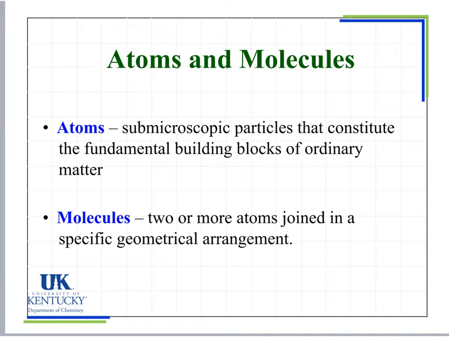Okay, so now let's start our first topic. Atoms and molecules, those are the terms that you probably heard about in your high school chemistry or any kind of chemistry course you've ever had. So what are atoms? Atoms are submicroscopic particles. And why do we call them submicroscopic? Because microscopic particles are the particles that you can see with a microscope. Submicroscopic particles are the particles that you cannot see with a microscope. These are the particles that constitute the fundamental building blocks of ordinary matter.